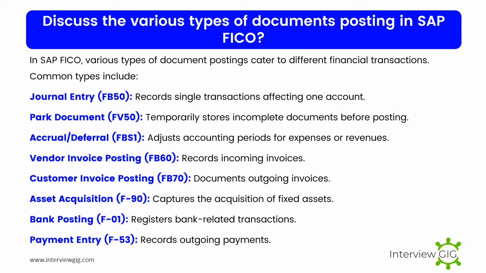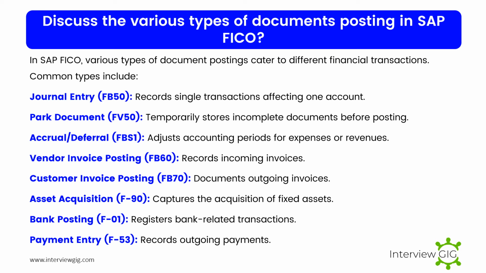Discuss the various types of documents posting in SAP FICO. In SAP FICO, various types of document postings cater to different financial transactions. Common types include Journal entry, FB50 record single transactions affecting one account. Park document, FV50 temporarily stores incomplete documents before posting. Accrual deferral, FBS1 adjusts accounting periods for expenses or revenues.